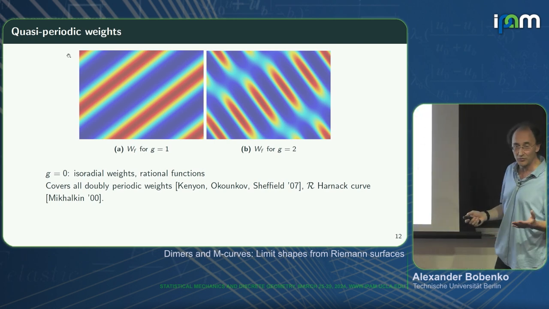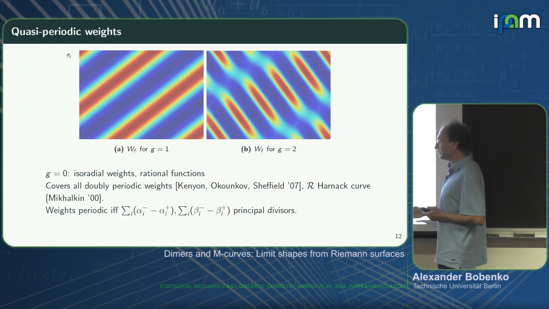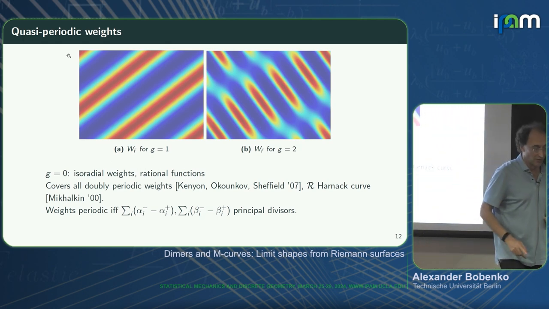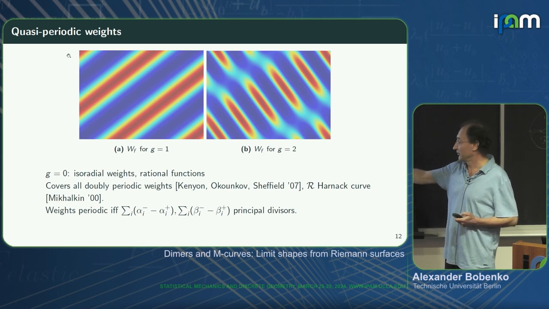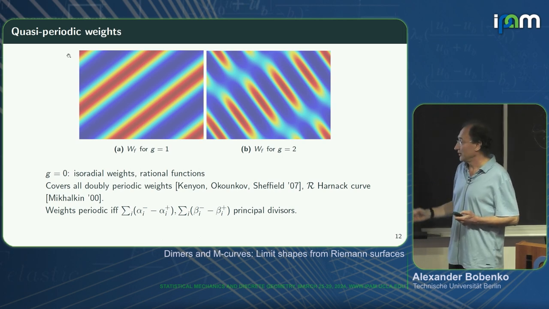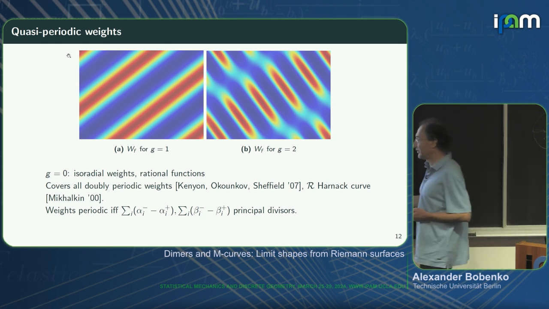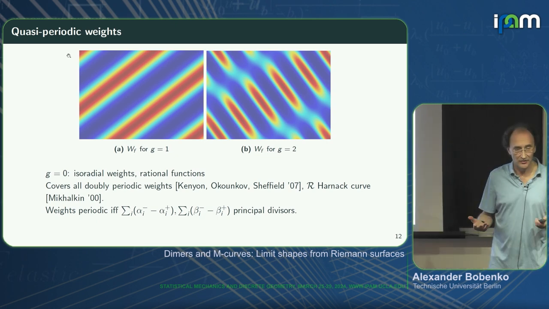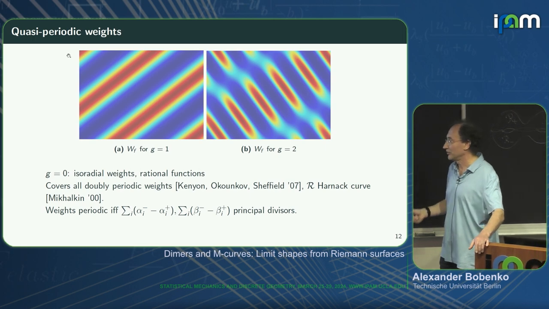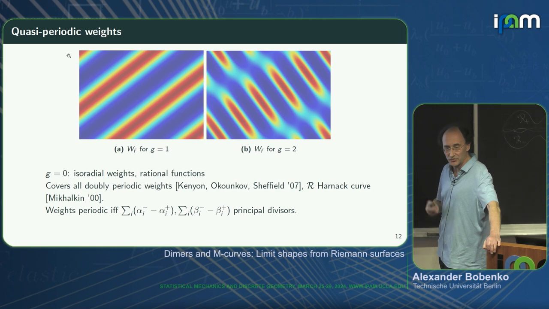What is important is when these weights are periodic, and this is a special extra condition for these train track parameters. This theory is well developed in the doubly periodic case. It's known, Harnack curves and so on. Here the claim is that you can extend it to the case when these divisors are not necessarily principal. This gives you some freedom, and this freedom is useful because it's easier to investigate the model without extra constraints which you have to satisfy all the time.